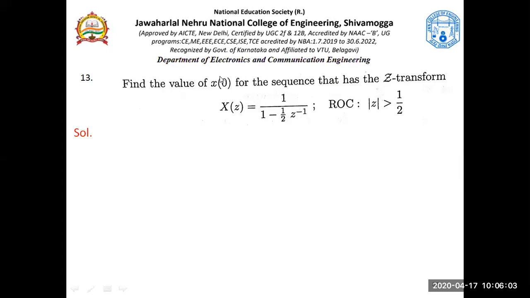So to find out x of 0, we use the initial value theorem. To use the initial value theorem, the x of n that we consider has to be right-sided. So how do we make out whether that signal is right-sided or not, because that is nowhere told? Nowhere is it told that x of n is a right-sided sequence. So how should we make out, seeing this, that the signal is right-sided or a positive time sequence? How to make out that?